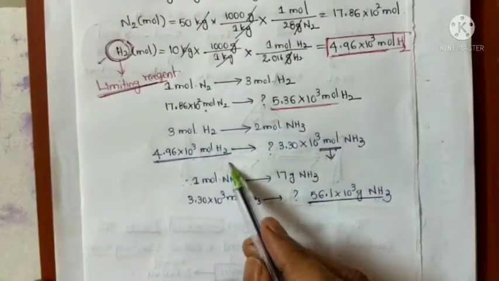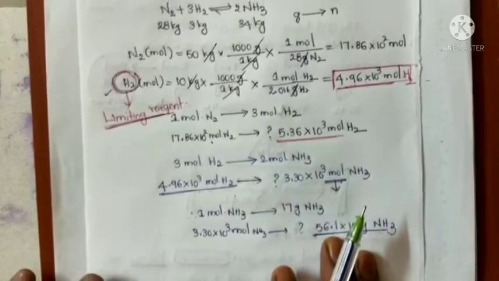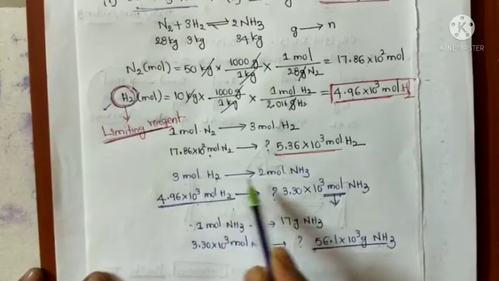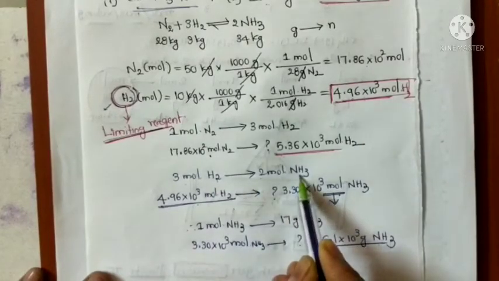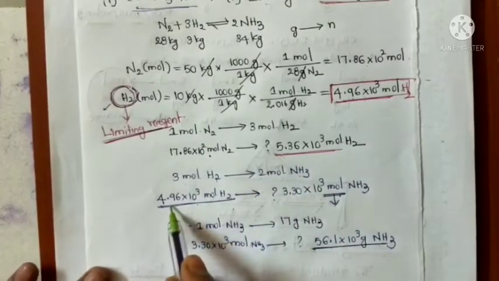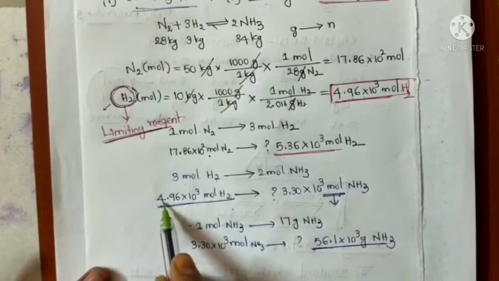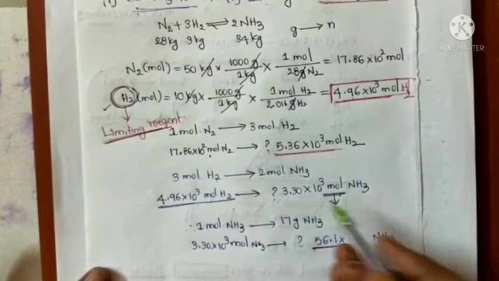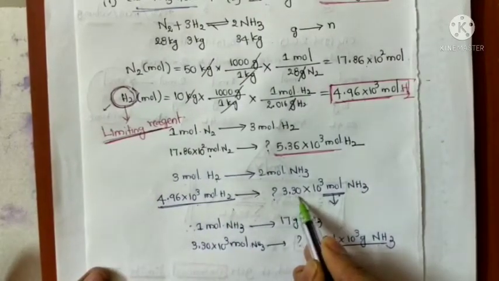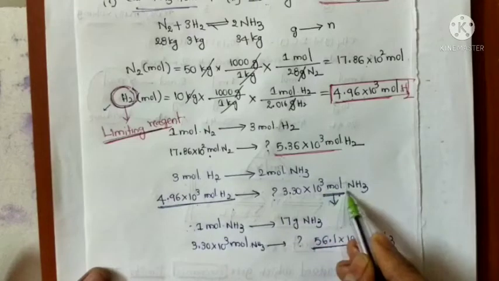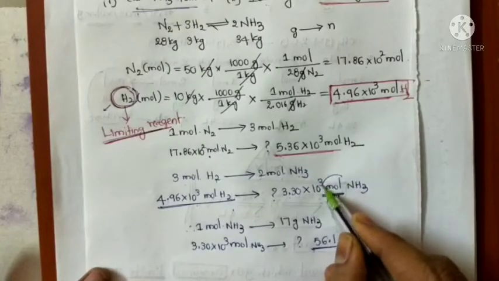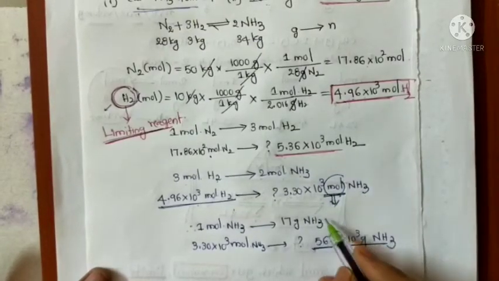Here this is the formation. Once again, repeat it. 3 moles of hydrogen give 2 moles of ammonia. So from this, how much is calculated? 4.96 into 10 to the power of 3 moles of hydrogen give 3.30 into 10 to the power of 3 moles of ammonia. So the moles are converted into grams.